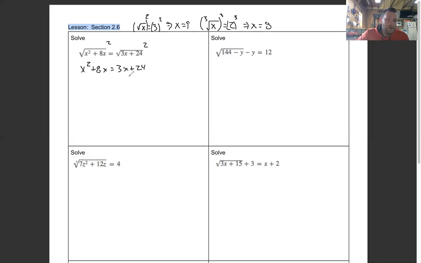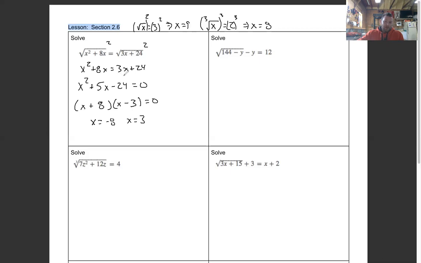So I need to get everything to one side. So x squared, I'm going to minus my 3x. So 8x minus 3x is 5x. Minus 24, I'm going to move it over, is equal to 0. Factor. Two numbers that multiply to negative 24 and add up to 5 are positive 8 and negative 3. And then go ahead and solve it. x is equal to negative 8, x is equal to 3.